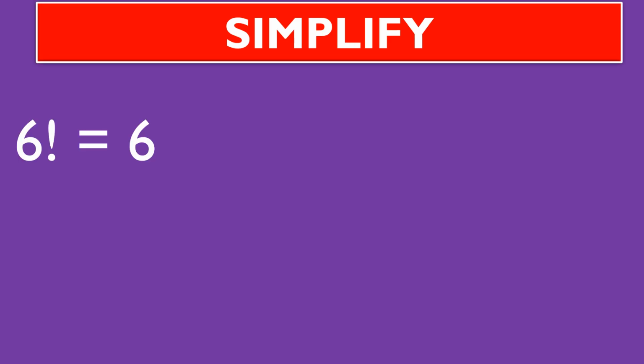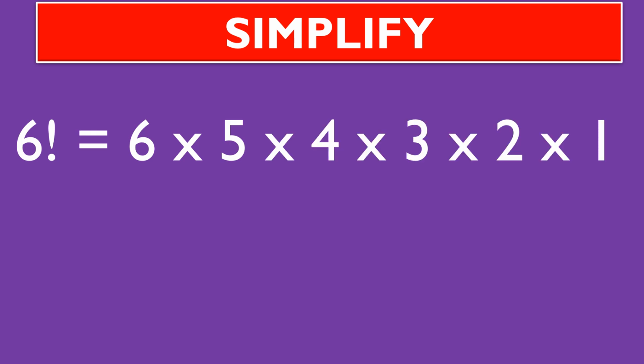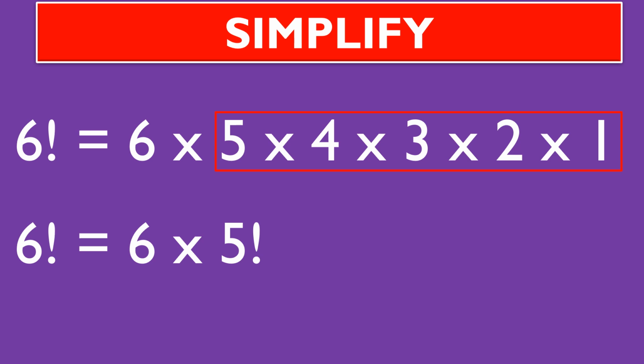So we know that 6 factorial is equal to 6 times 5 times 4 times 3 times 2 times 1. But if we look closely once again, we can also express it in a different form. Now looking above, you see that 5 times 4 times 3 times 2 times 1 is the same as 5 factorial. It therefore means that we can say that 6 factorial is simply equal to 6 times 5 factorial.